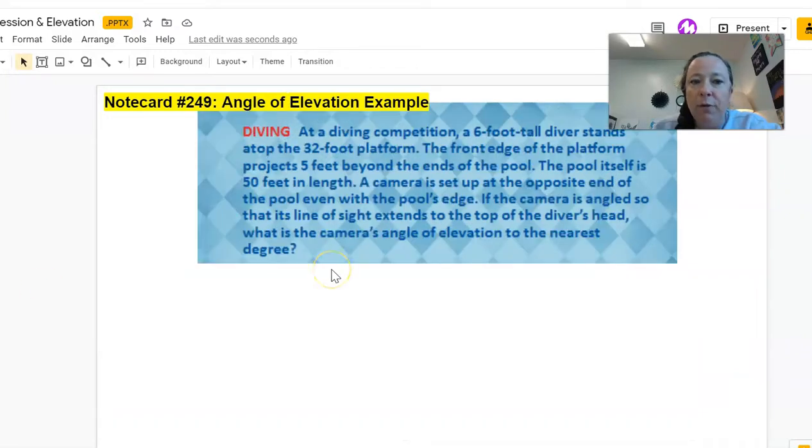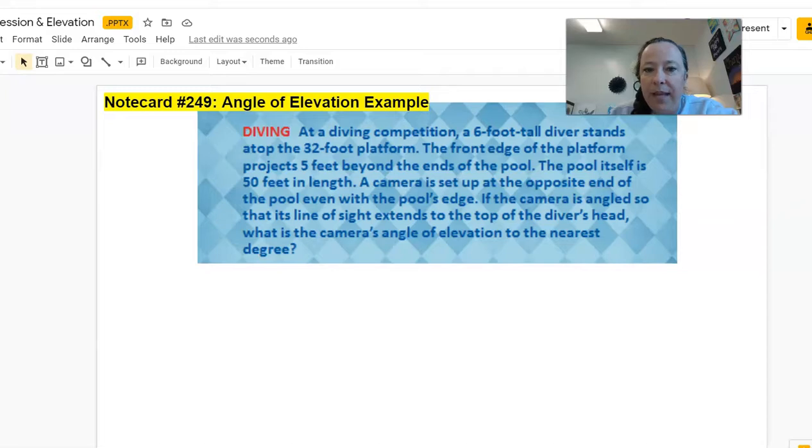All right, note card 249, angle of elevation again. At a diving competition, a 6-foot tall diver stands at the top of a 32-foot platform. The front edge of the platform projects 5 feet beyond at the ends of the pool. The pool itself is 50 feet in length. A camera is set up at the opposite end of the pool, even with the pool's edge. If the camera is angled so that its line of sight extends to the top of the diver's head, what is the camera's angle of elevation to the nearest degree?